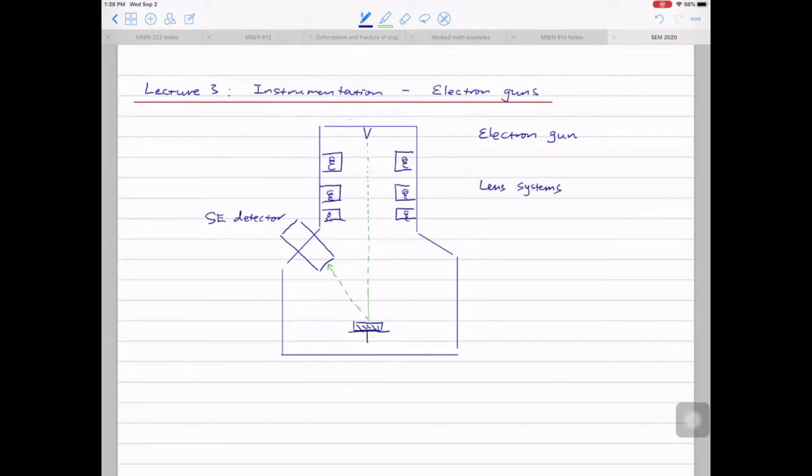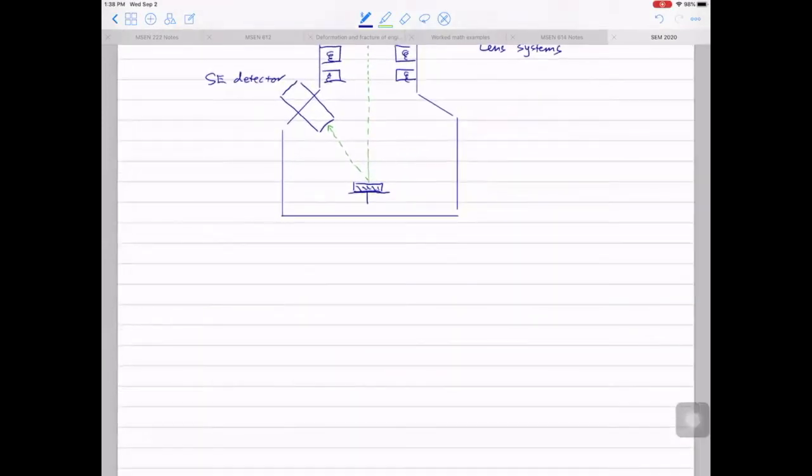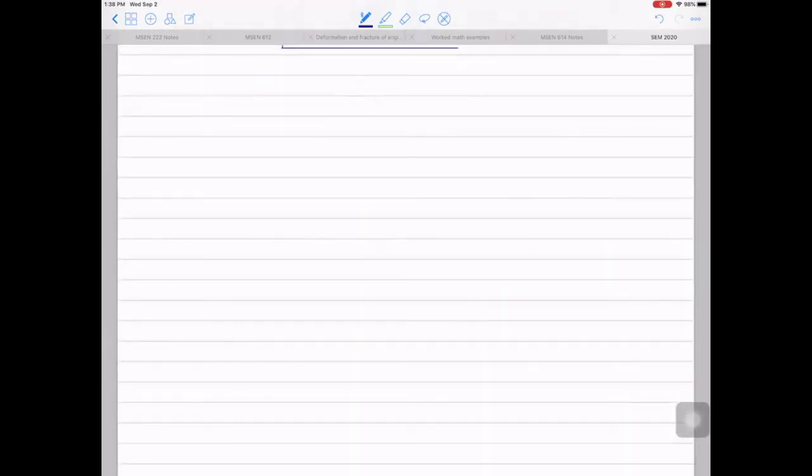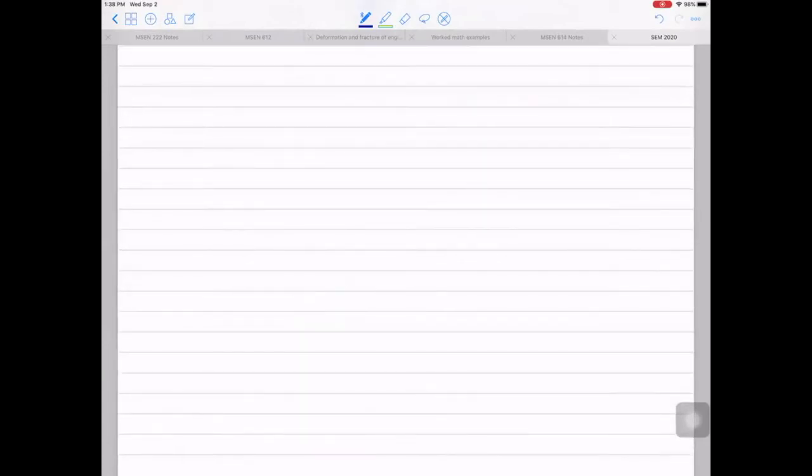Today, we'll focus on the electron guns. As we mentioned before, the purpose of having the electron gun is to create electrons. But let's be more specific and write that down. So the purpose is to create not any electrons, but to create a narrow and intensive beam of electrons.